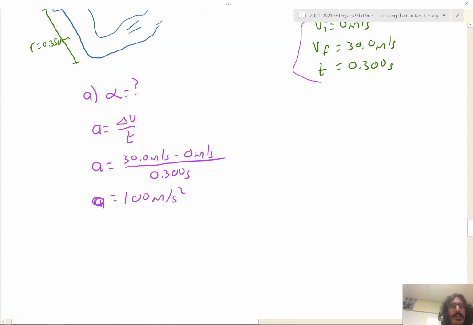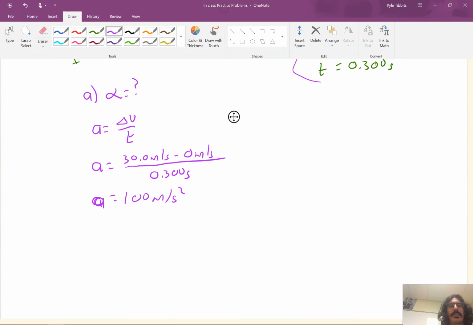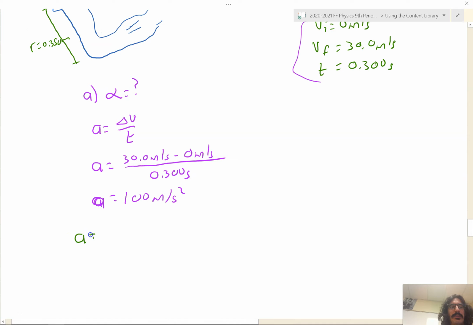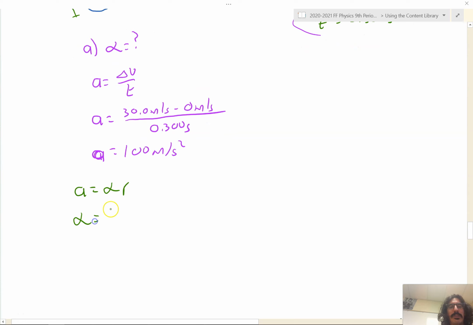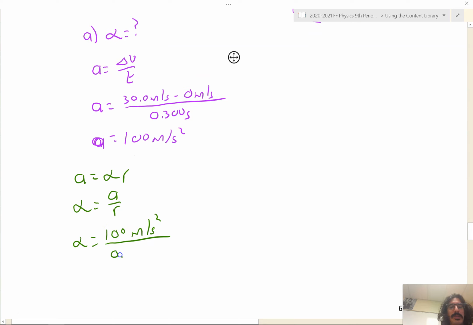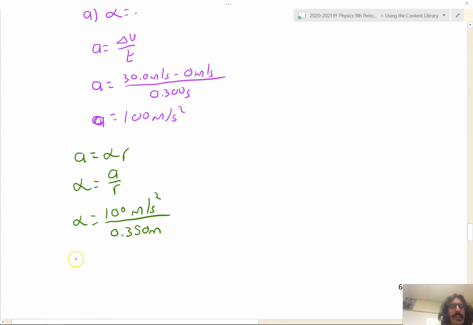To get the angular acceleration, we know that the linear acceleration a is equal to alpha times r, which means alpha is equal to a over r. That's 100 meters per second squared, all over 0.350 meters. And that gives us an angular acceleration to equal 286 radians per second squared.